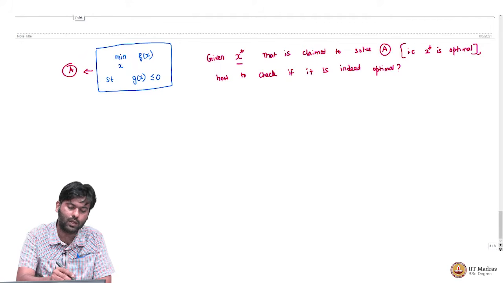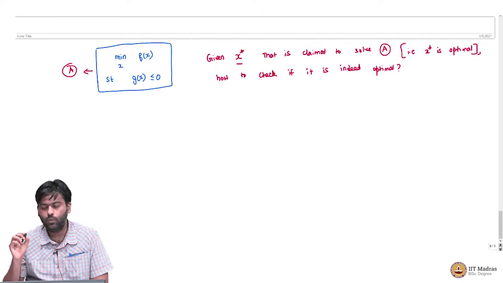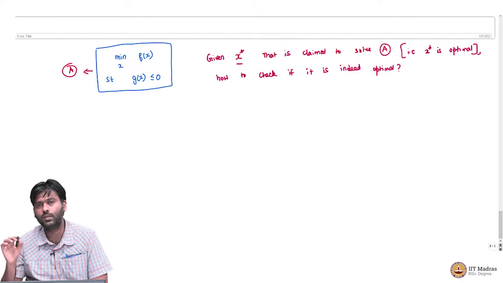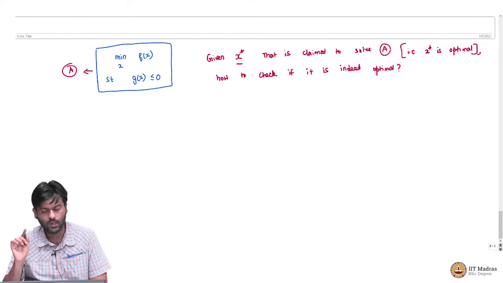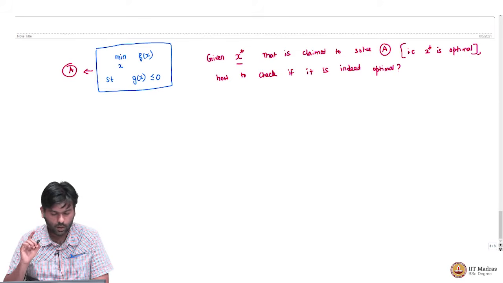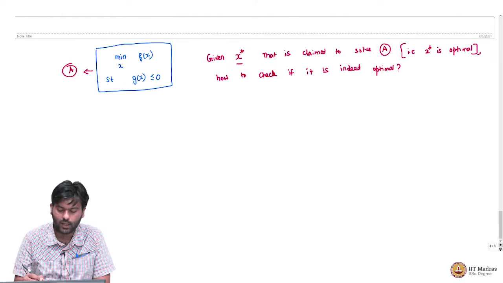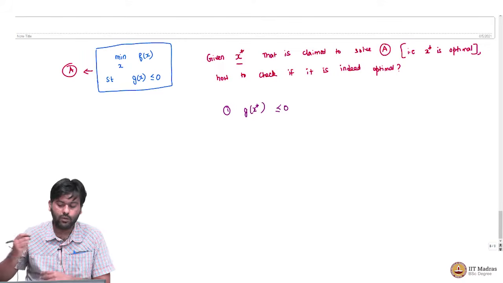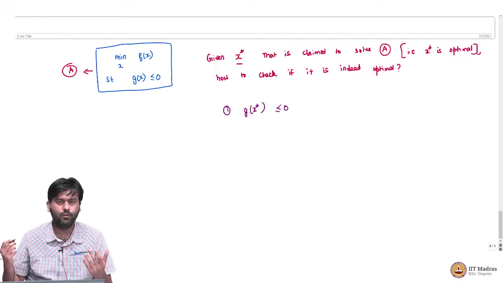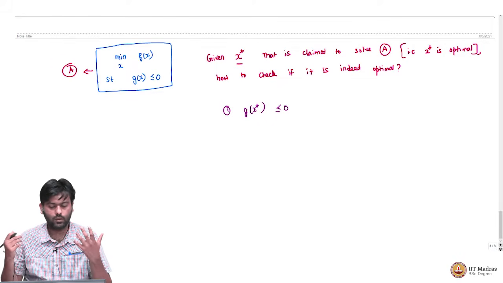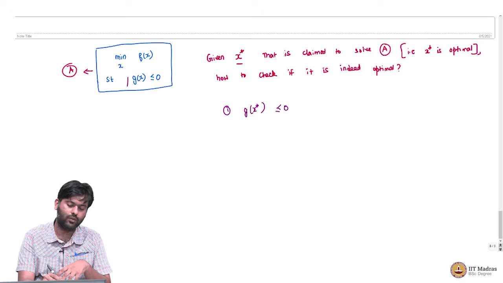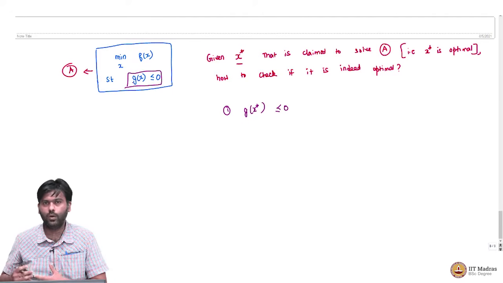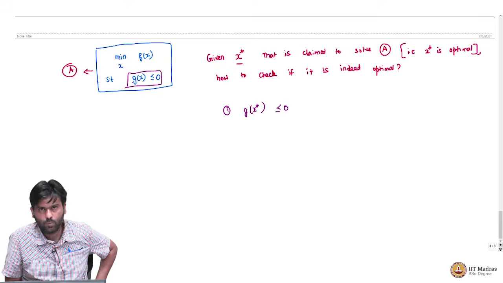If you want to disprove me, what is the first thing that you would want to check? Pause and think about this. The first thing that you should check is that g of x star, whichever x star that I give you, is indeed less than or equal to 0. If g of x star is greater than 0, then of course it cannot be optimal for A, because the optimal for A necessarily satisfies g of x less than or equal to 0, and so we can simply dismiss my claim as bogus.